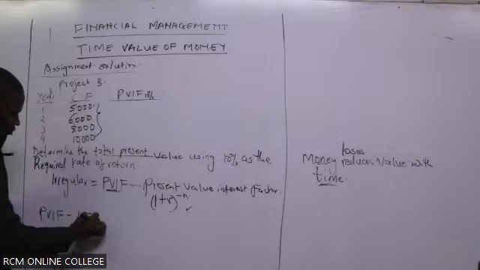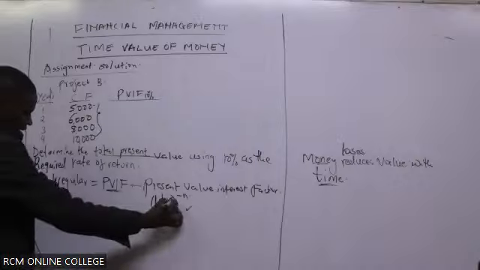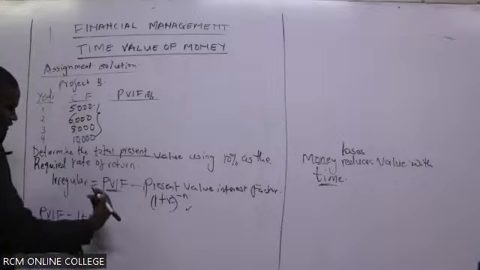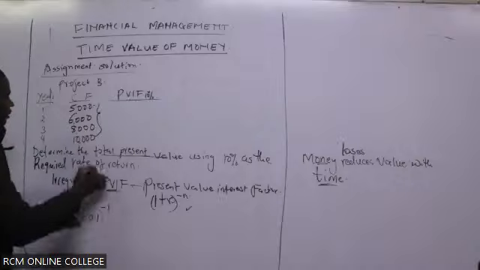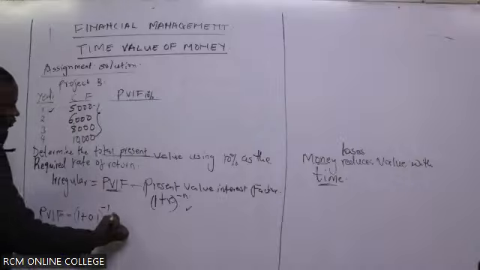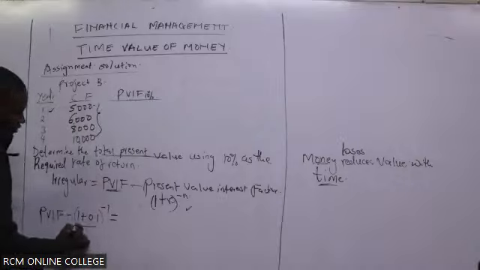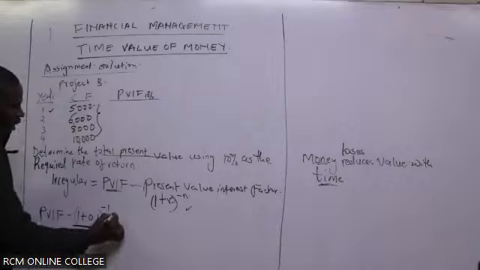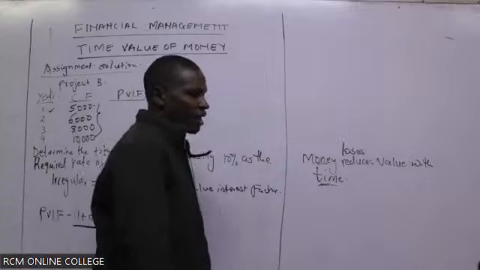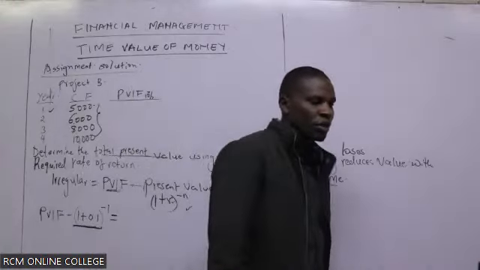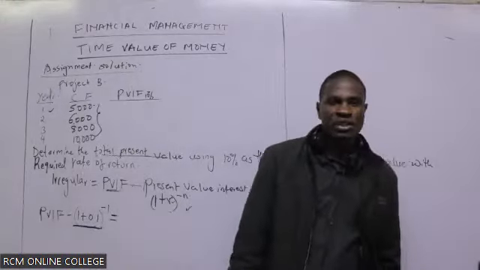So 1 plus 0.1, that is my R. Remember, R is the required rate of return. Then I put this in brackets, raised to power negative 1 for year 1. I want somebody to first of all give me this. You can use a calculator to compute that, or else you can use a table.